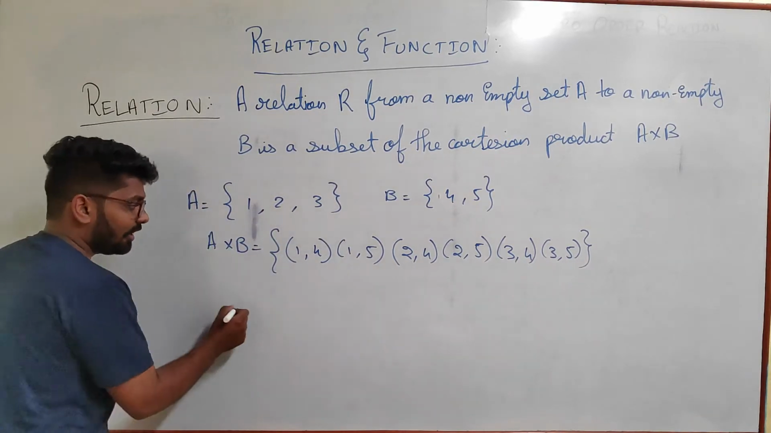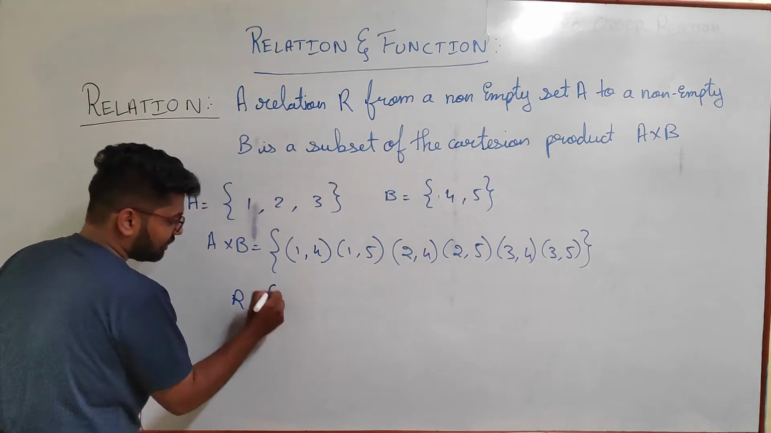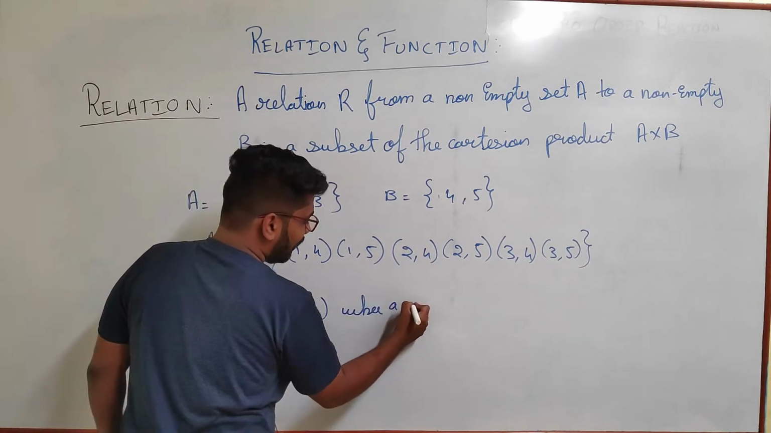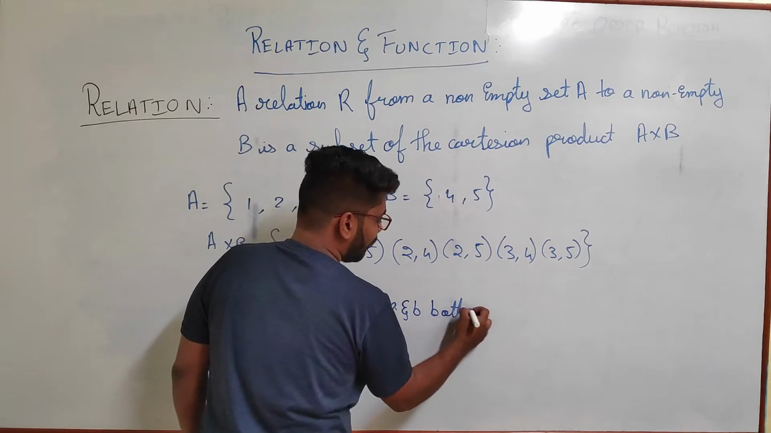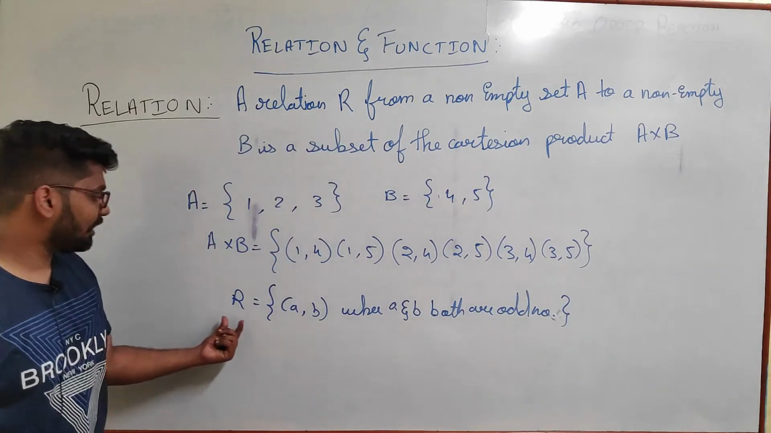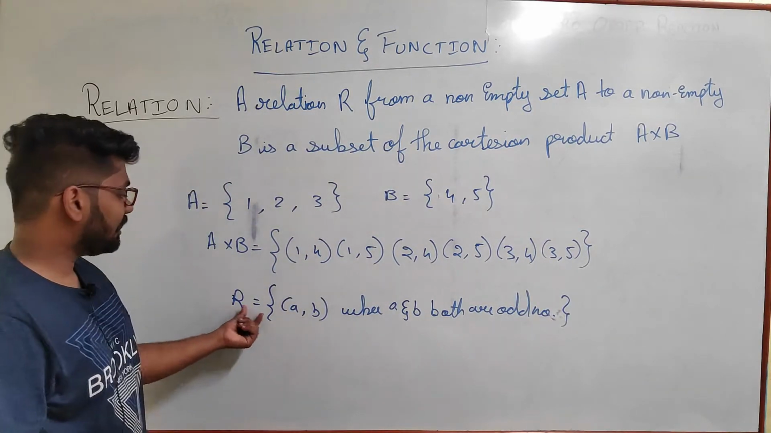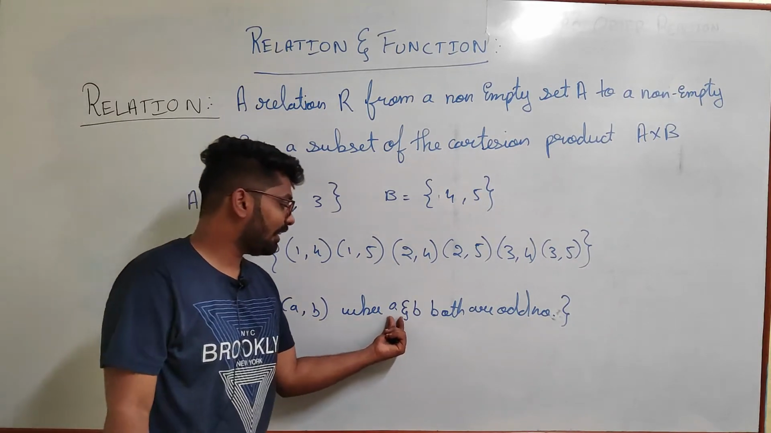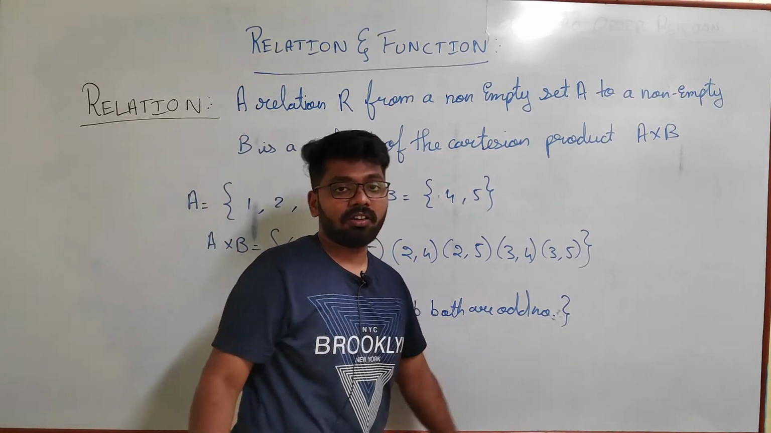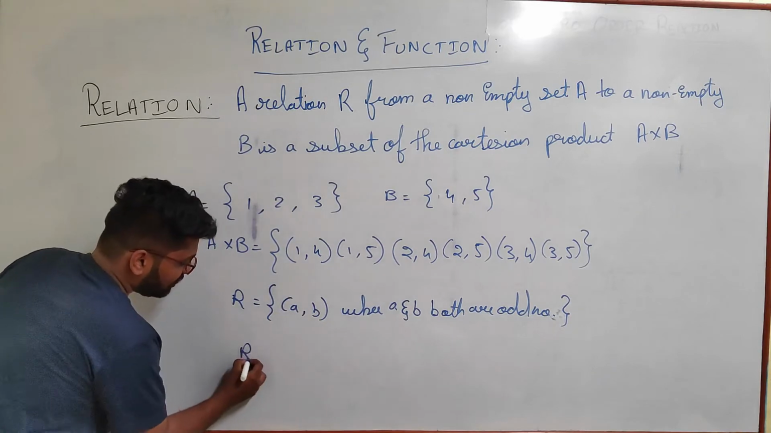Now a relation is nothing but a subset of the Cartesian product of the two sets. Okay, so the Cartesian product of A and B is this. Now let me write a relation R. R is (a, b) where a and b both are odd numbers. So you tell me, where will you find such numbers?